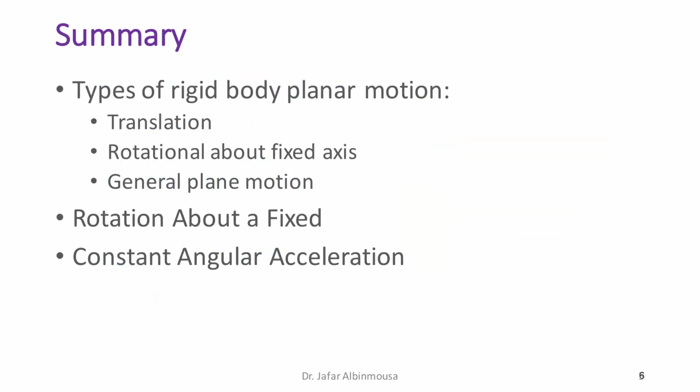So to summarize, we have discussed the three types of rigid body motion: the translation, the rotation about fixed axis. We still haven't talked about the general plane motion. So as I said, we discussed the rotation about fixed axis, and we also discussed the constant angular acceleration relations. We talked about gears, and we defined the meaning of rigid body.